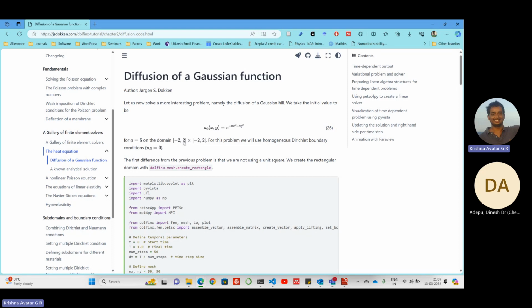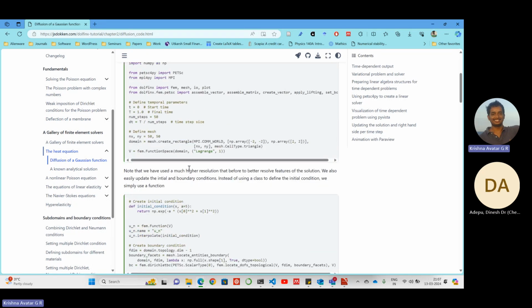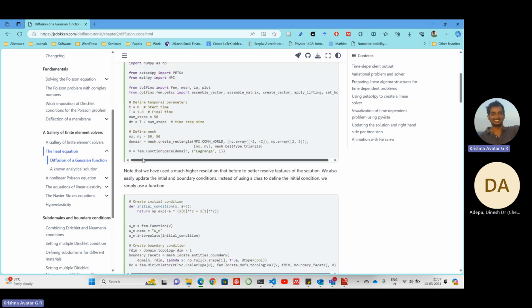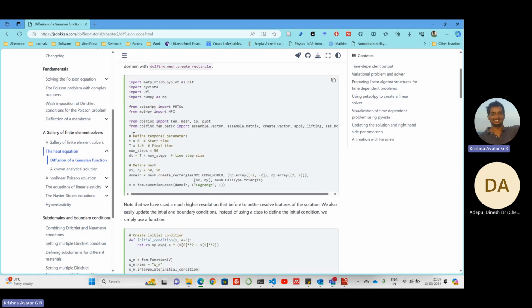It's like a square of edge length 4. For this problem, we'll use homogeneous Dirichlet boundary conditions, u_D is equal to 0. The first difference, okay. So what we do is, apart from importing all these files, let's start directly from where things start making sense. We first define the temporal parameters.